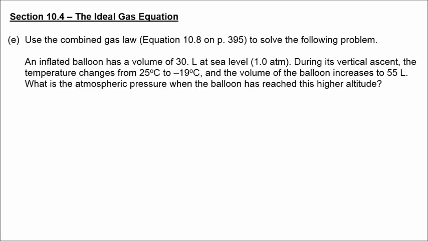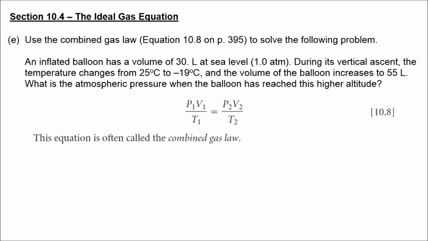So another equation which is in this same section is not the ideal gas law, but what's called the combined gas law. This relates pressure, volume, and temperature. So here we have a pressure of 1 atmosphere for this balloon at sea level. We have an initial volume of 30 liters, and the temperature starts out at 25 degrees Celsius or 298 Kelvin.